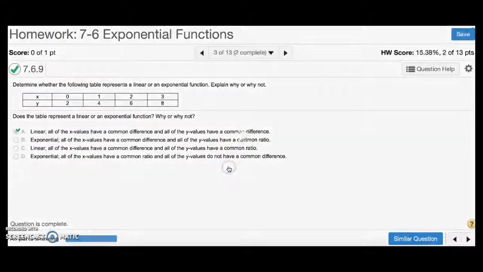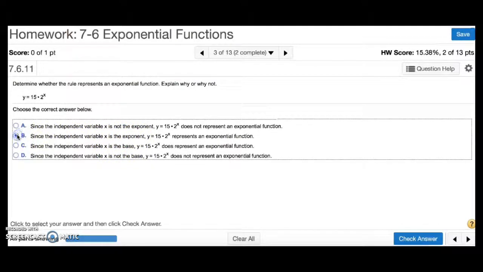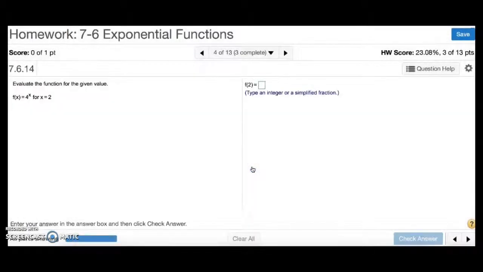And that's number 2. Number 3, it asks you to determine whether the rule represents an exponential function and to explain why or why not. In order for a function to be exponential, you must have your variable, or x, being an exponent. So we have 2 to the x, so that makes it exponential. Looking at our choices, since x is the exponent, it represents an exponential function, so your answer is going to be B, number 3.